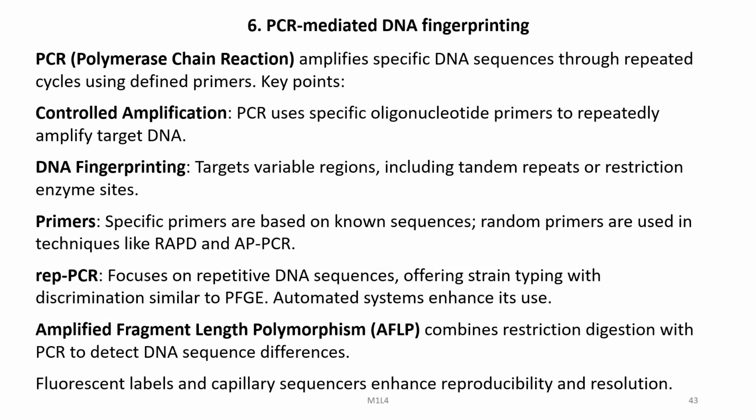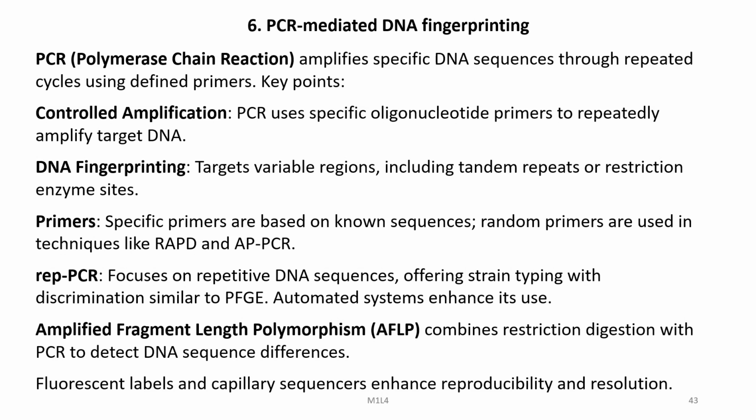The sixth most important technique is PCR-mediated DNA fingerprinting. PCR, or polymerase chain reaction, amplifies specific DNA sequences through repeated cycles using defined primers. Some of the important points in PCR-mediated DNA fingerprinting are, number 1, controlled amplification. PCR uses specific oligonucleotide primers to repeatedly amplify the target DNA. Then for DNA fingerprinting, target variable regions, including tandem repeats or restriction enzyme sites, are taken.